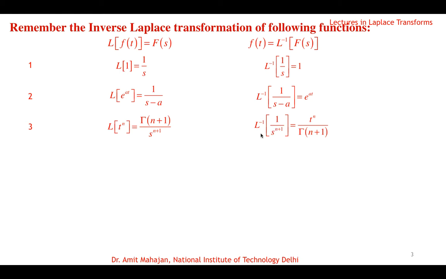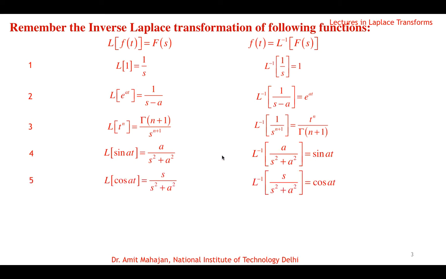Fourth and fifth are the sine and cosine trigonometric functions. Laplace of sin(at) is a over s^2 plus a^2, so Laplace inverse of a over s^2 plus a^2 will be the sin(at) function. Similarly for cos(at), Laplace of cos(at) is s over s^2 plus a^2, so Laplace inverse of s over s^2 plus a^2 is cos(at).